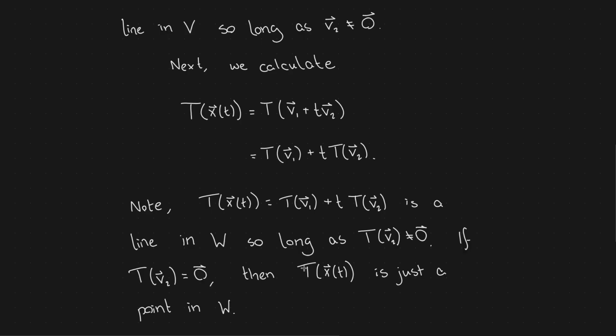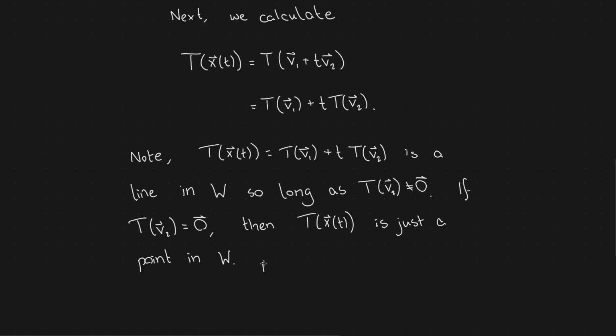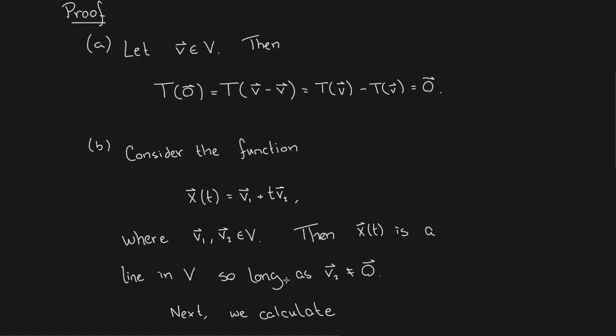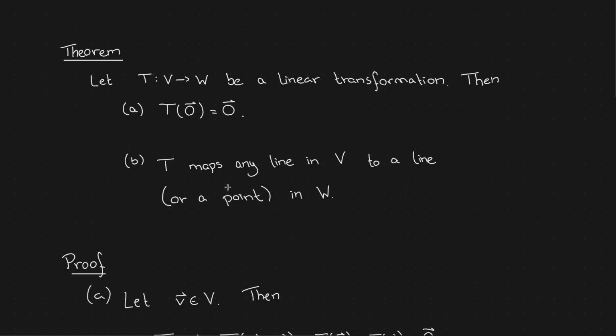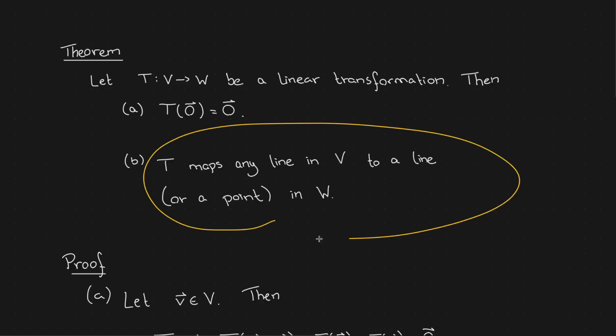All right? And so that proves the theorem. And that shows that the transformation of the zero vector is just the zero vector if T is a linear transformation, and that T maps, in most cases, a line in the domain to a line in the codomain. But in rare situations, if the transformation squishes things in just the right way, it might map a line in V to a point in W.